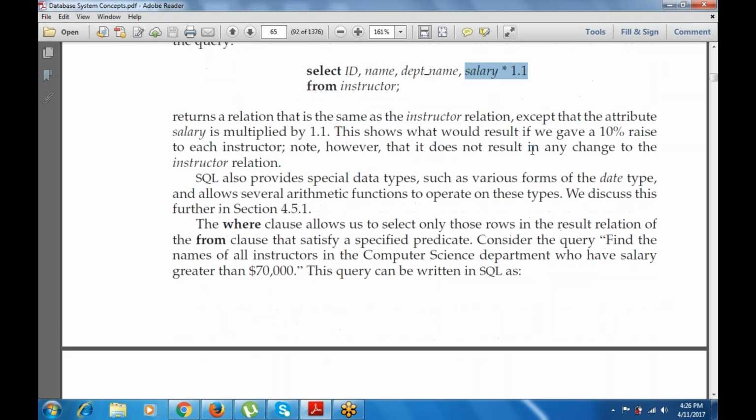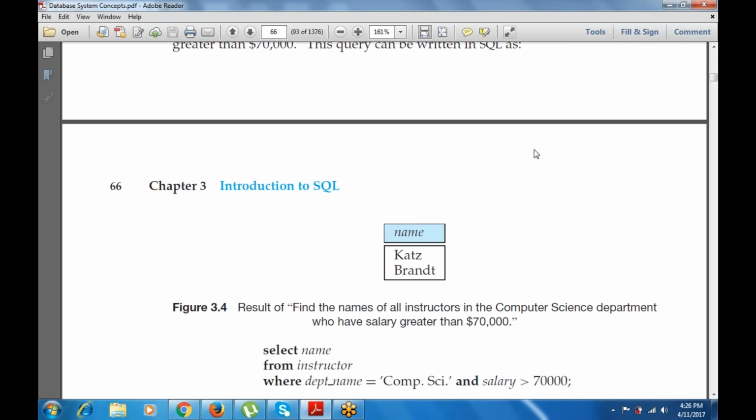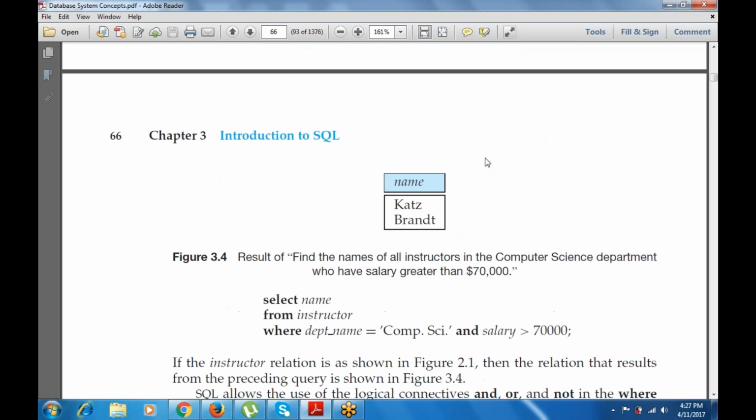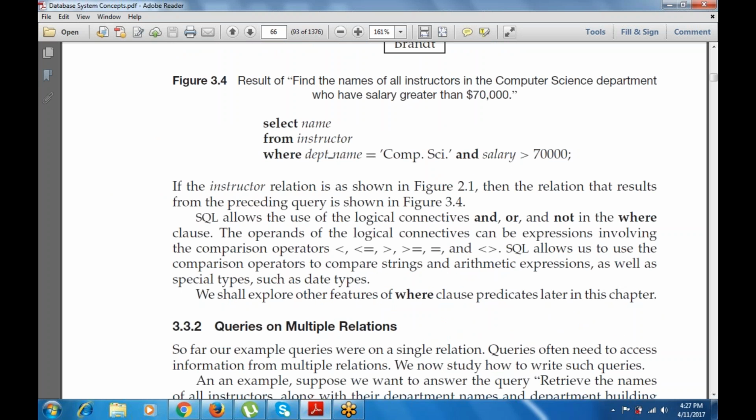The query can be written as: select name from instructor where department name equals computer science and salary is greater than 70,000. That means the department name is computer science and the salary is greater than 70,000. If the instructor relation is shown here, then the relation that results from the preceding query is available. We can also use the logical connectives and, or and not in the where clause.